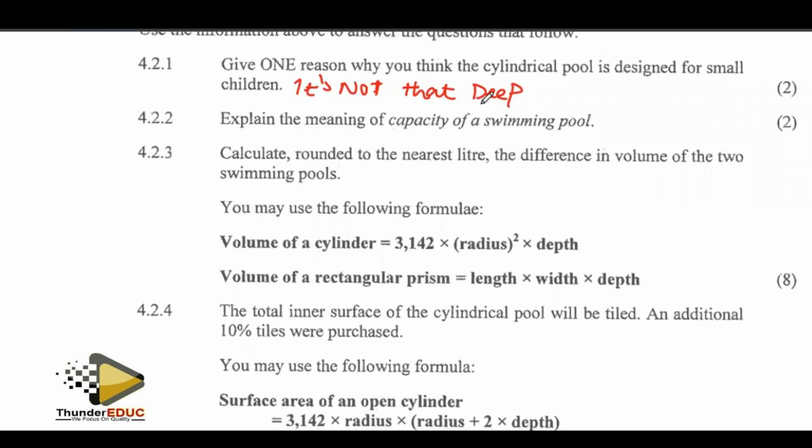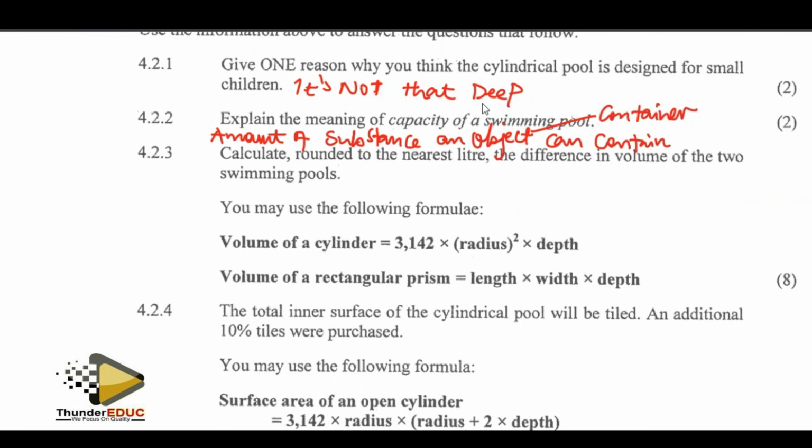Explain the meaning of the capacity. Capacity we are saying amount of substance an object can contain. Amount of substance an object can contain. When you look at an object, we are looking at a container.